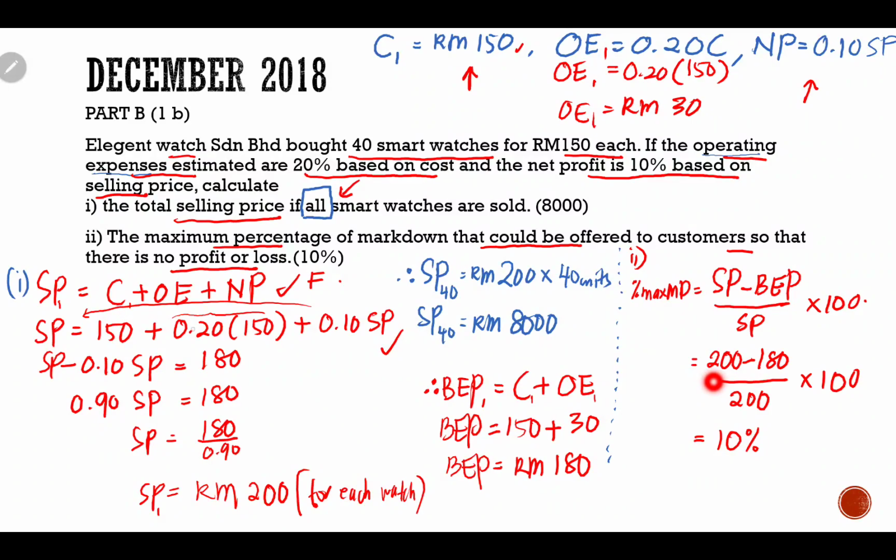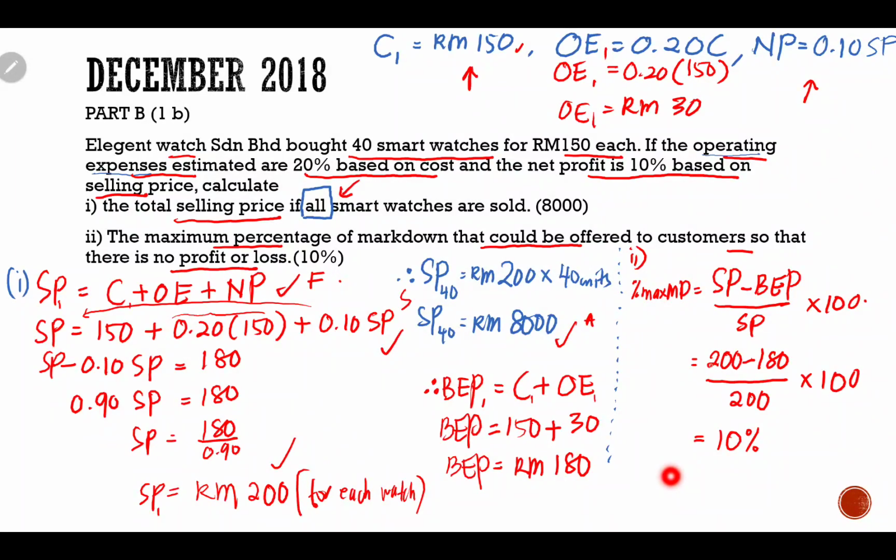So you have the cost for one item 150, operating expenses for one item 30 ringgit, and then the net profit 0.10 of the selling price. And then you solve. You'll get a selling price for one item of 200 ringgit. But the question asks you to find for all, so you just need to multiply by the 40 units. So we have a selling price for 40 units equal to 8,000 ringgit.